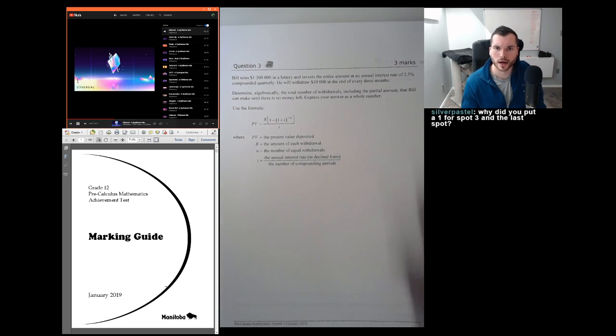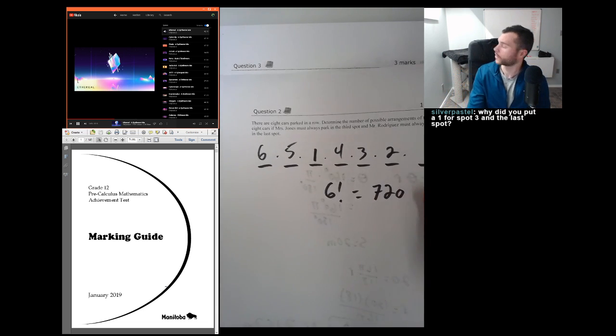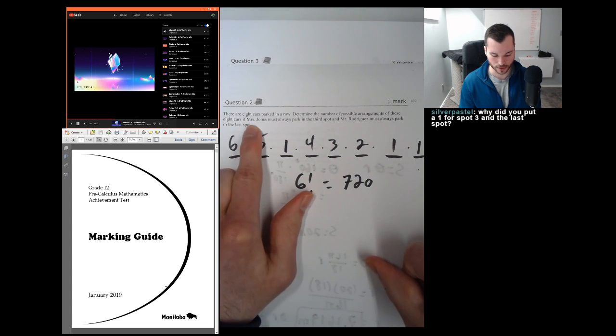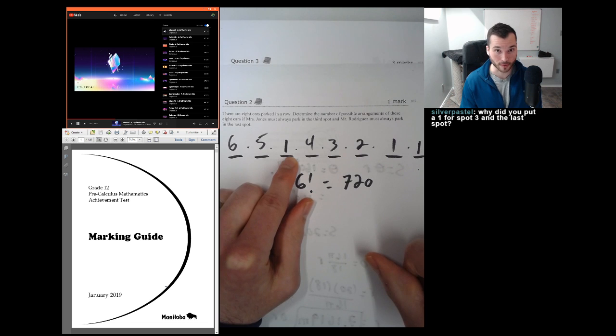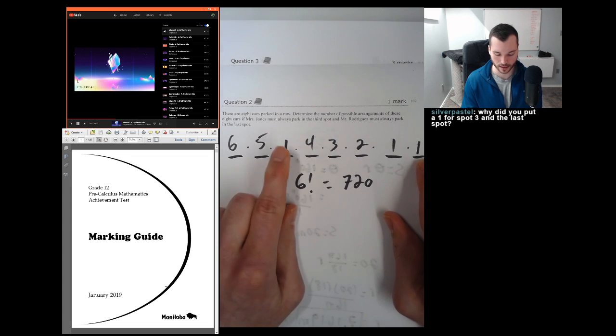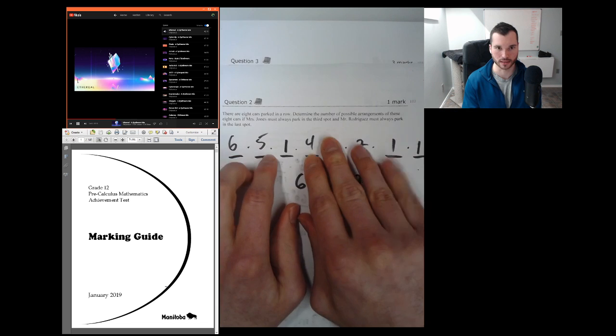Why don't we put a 1 for the last spot? Why don't you put a 1 for spot 3 in the last spot? Thank you. Okay, I'll get the door in a second. We put a 1 there because that is where Mrs. Jones always has to park. There's only 1 option for her. And Mr. Rodriguez must always park in the last spot. So basically, those are my restrictions. Have to handle them first, and then everybody else gets placed after that.